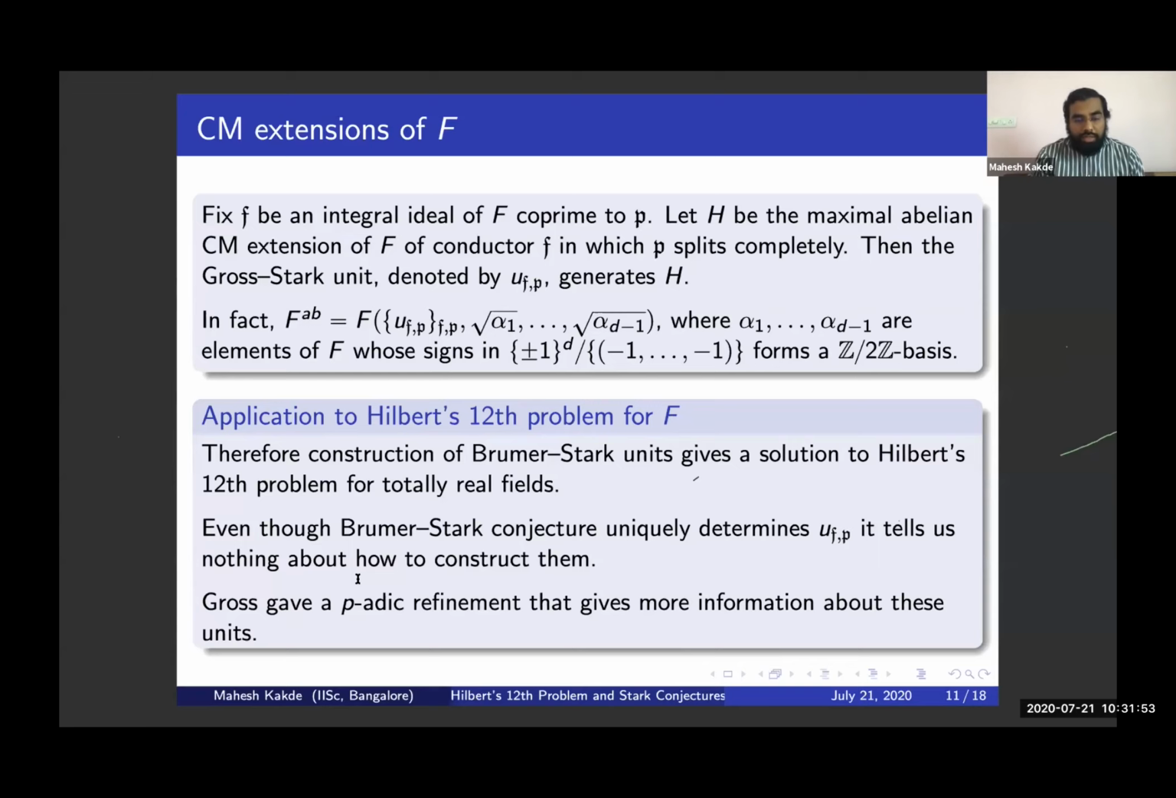So in the 1980s, Gross gave some refinements of this, starting with the Gross-Stark conjecture and what is called the Tower of Fields conjecture.